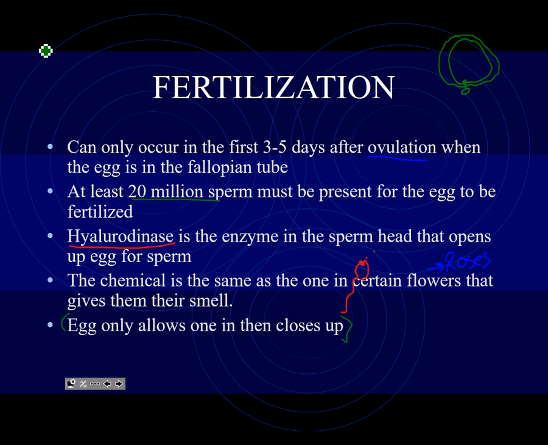So you may be wondering, why 20 million? Well, you need 20 million sperm worth of this chemical. Sperm are tiny little cells, right? And so they only give off a tiny bit of chemical. And so the going theory is that you need 20 million sperm worth of that chemical in order to be able to actually fertilize the egg. So what this means is that a male that only produces 19 million sperm is infertile. It's a lot of pressure on a male, right? He's got to make 19.